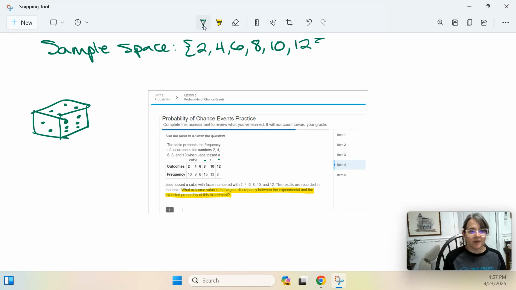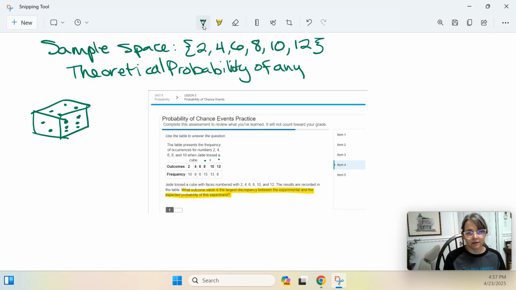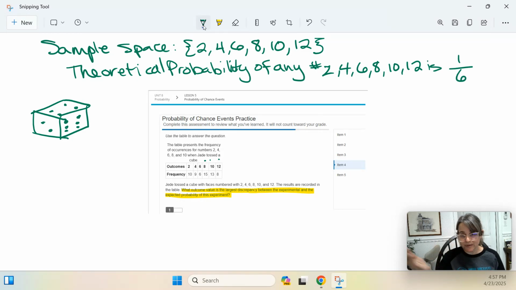Okay? And what that means is that the theoretical probability of any of those numbers, 2, 4, 6, 8, 10, or 12, is 1 in 6. Okay, because there are still 6 possible rolls, just like a regular dice. She doesn't have any odd numbers. I don't know where she got this die.